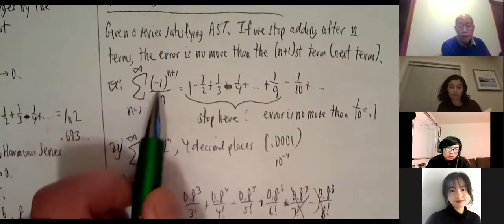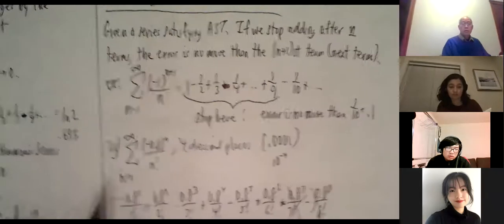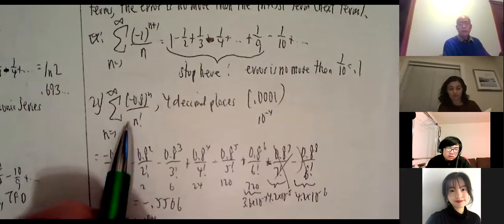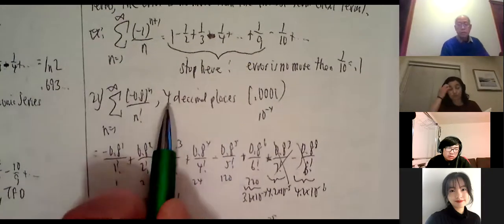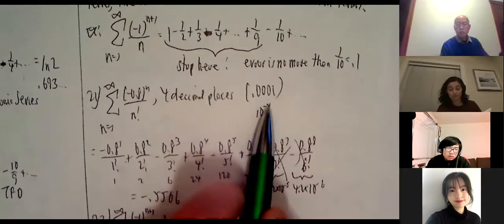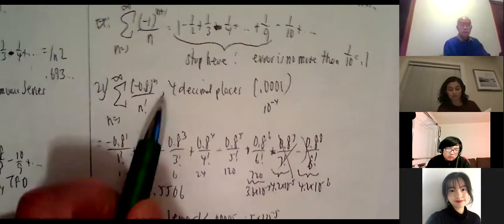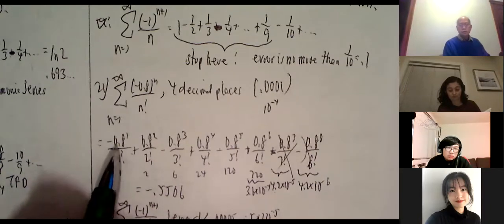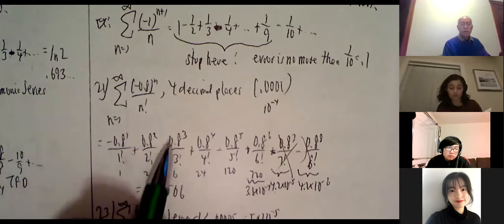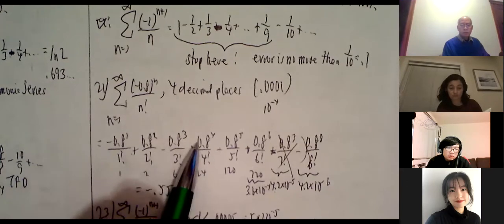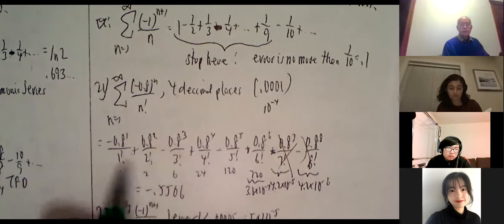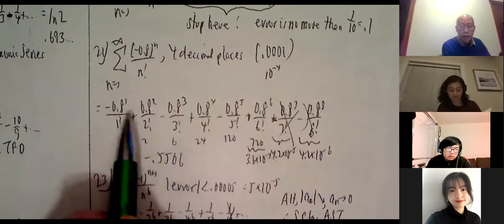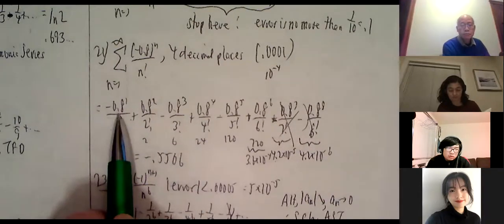All right. This one: negative 0.8 to the n over n factorial. I wrote some of the terms out. They want accuracy to 4 decimal places, 0.0001. So when I plug in 1, negative 0.8 to the 1, here are the numerators: 0.8 squared, negative 0.8 cubed, positive 0.8 to the 4th. Denominators are 1 factorial, 2 factorial, 3 factorial, 4 factorial, right? Is it alternating? Yep.